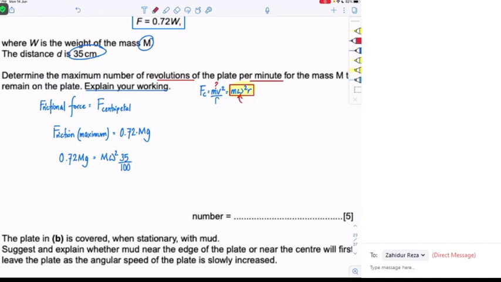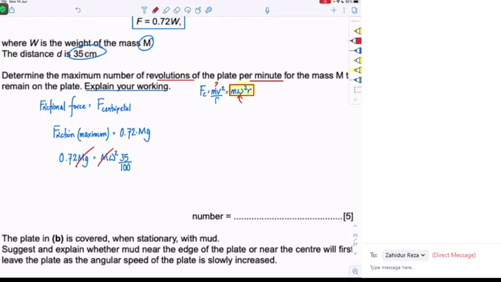So you can see conveniently mass cancels out, and you'll see this very often in circular motion. In circular motion we notice one thing, that mass almost cancels out. What does that tell us? It tells us that in circular motion, mass is independent. Whether you keep a big mass or a small mass, often mass has no effect.